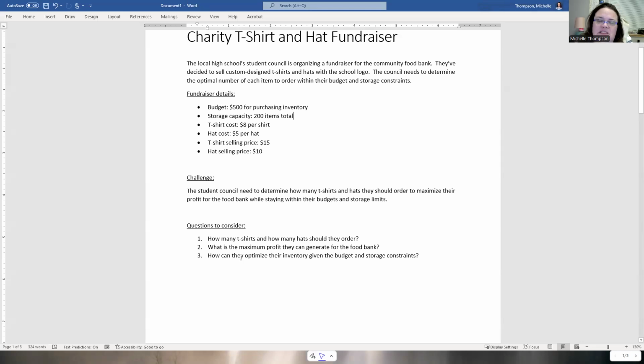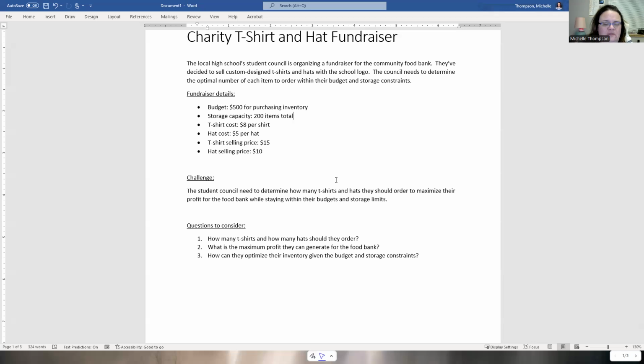Some things I want them to consider: how many t-shirts and how many hats should they order? That's the first thing. Based on our budget and our size constraints, what can we hold? What's the maximum profit we could get? If we're selling, how can we determine what our profit is? And how can we optimize our inventory given budget and storage constraints?